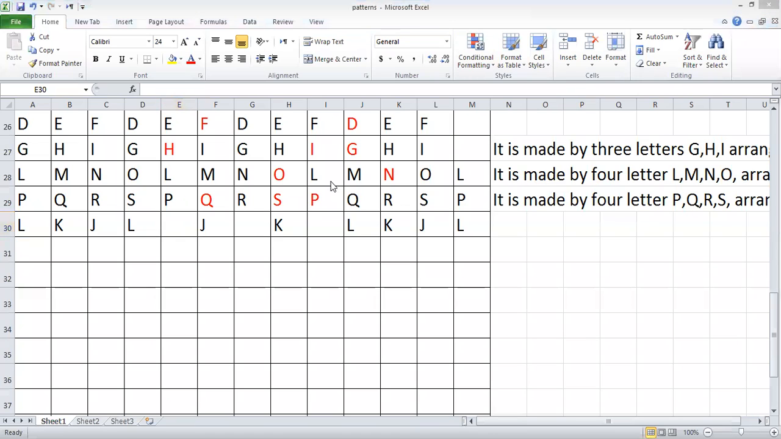Let me ask one of you. Muhammad Al-Saghir, can you hear me? Yes. Can you tell me what alphabet will come after L? K. Why K? Can you describe the pattern? This L and this K and this J and this L and this K. Now describe the pattern in that way. It is made by which letters? L, K, J. It is made by three letters, L, K, J.